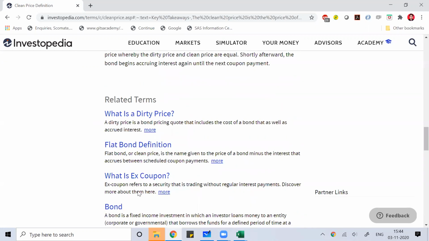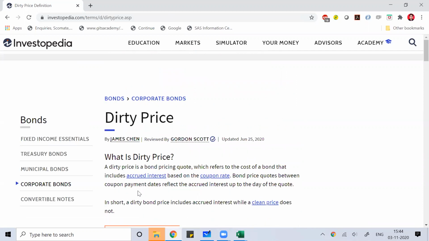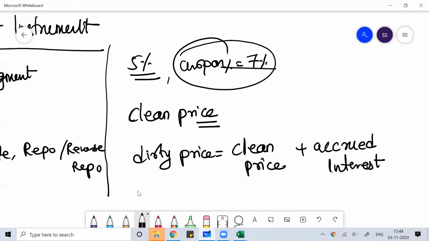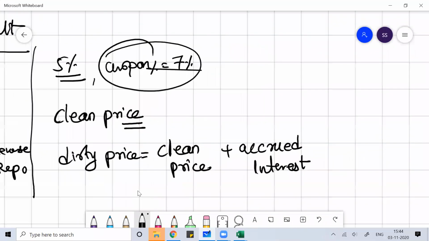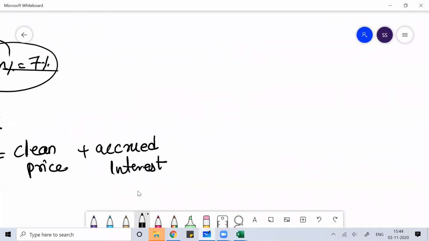So then what is the dirty price? Whenever you get time, you read about them. I'll explain that part. What is accrued interest? Understand this part. What is accrued interest?